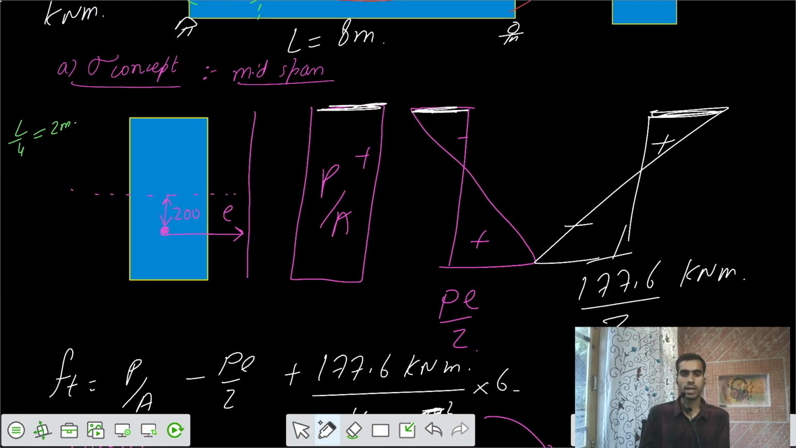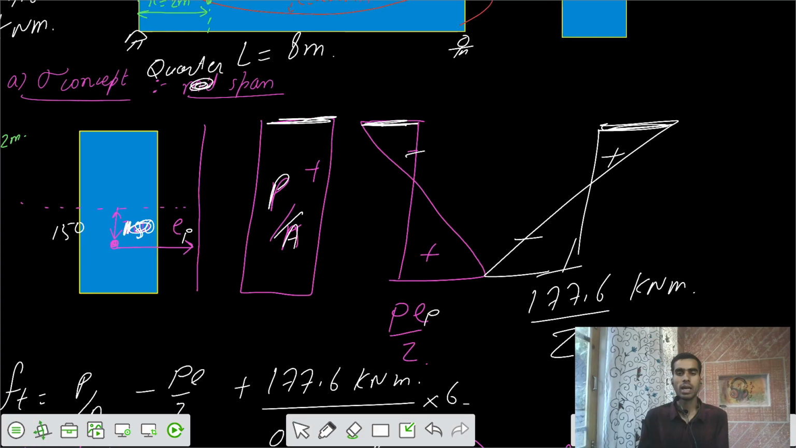So the second case of the problem is that we have to calculate at the quarter span. At that location, the eccentricity is 1 EP, that is 150 millimeters. So the stresses would be P by A, okay? And this one would be equal to P EP by Z.